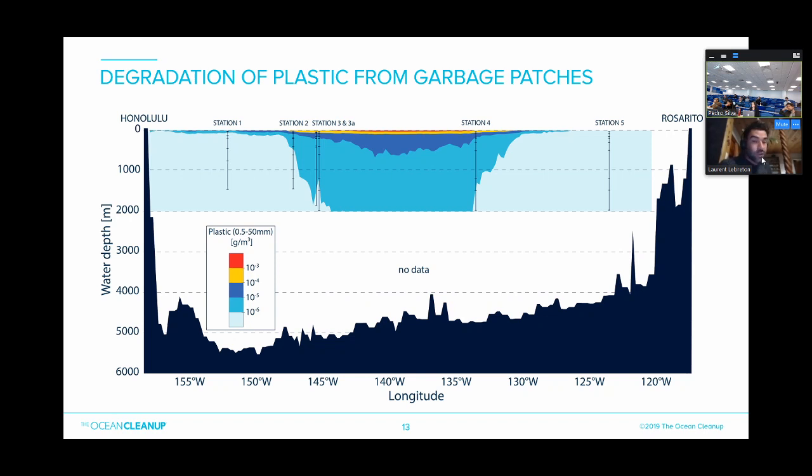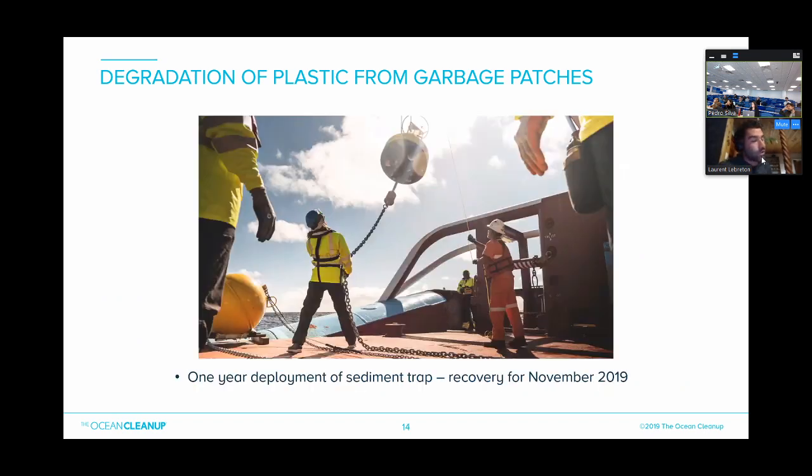We wanted to measure this flux, and we actually deployed a sediment trap last year, right under the garbage patch. We went to pick it up 2 weeks ago. Unfortunately, the instrument failed and could not pick up the sediment trap. So I'm really not glad about this, but that's the reality of oceanographic expeditions and experiments at sea.